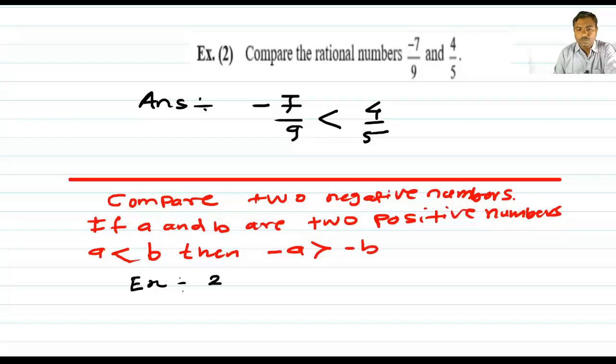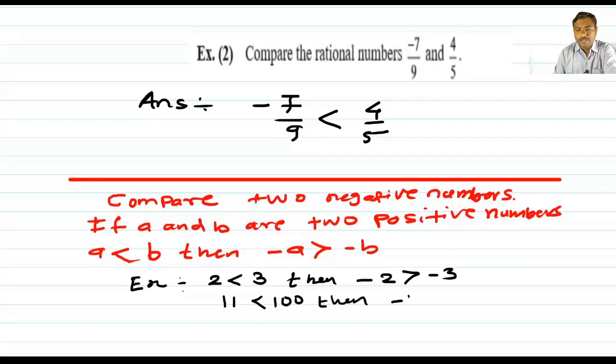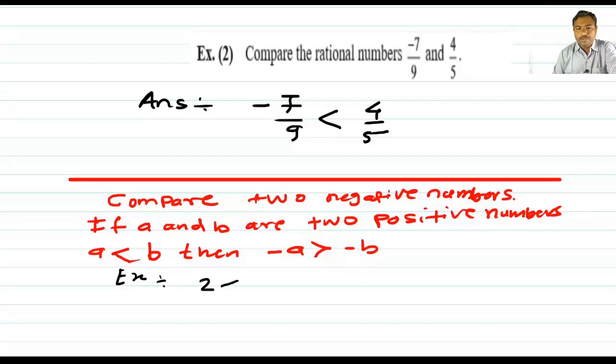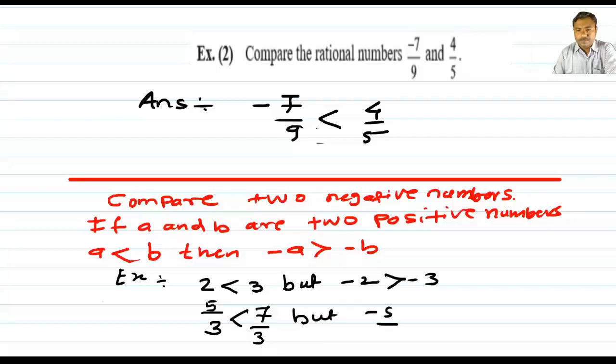For example, 2 is less than 3, then negative 2 is greater than negative 3. Here 11 is less than 100, then negative 11 is greater than negative 100. 2 is less than 3, but negative 2 is greater than negative 3. 5 upon 3 is less than 7 upon 3, but negative 5 upon 3 is greater than negative 7 upon 3.